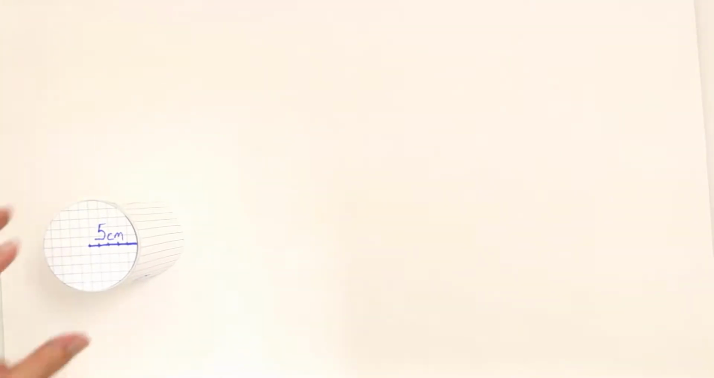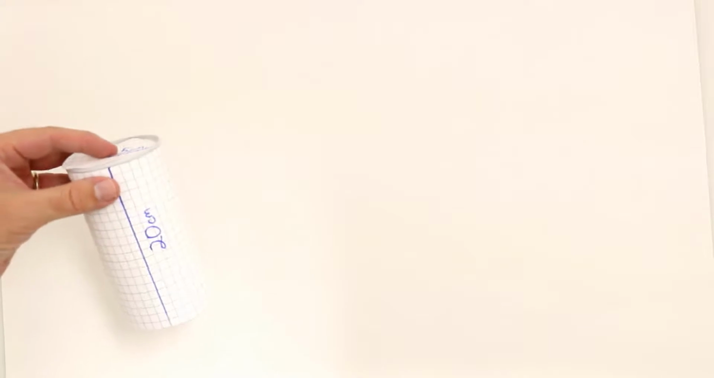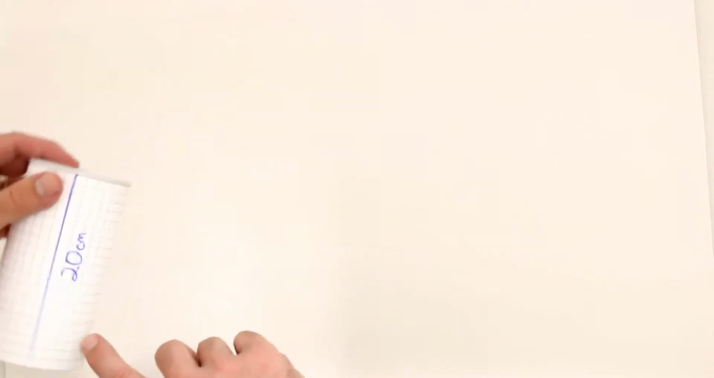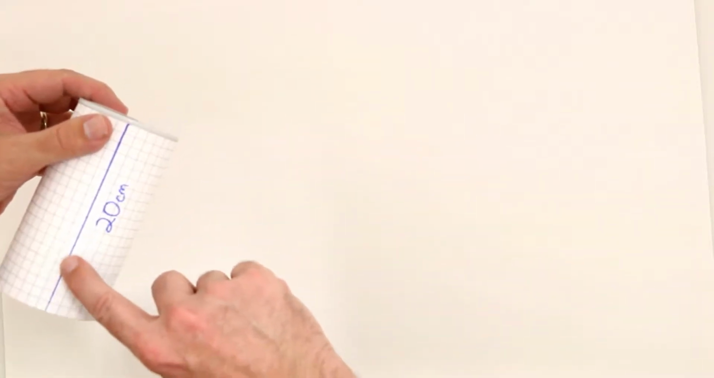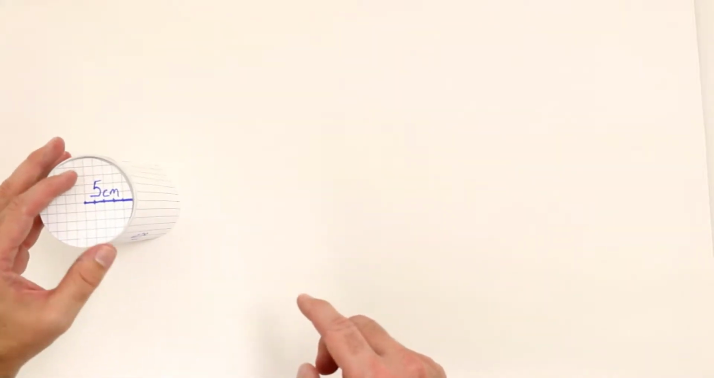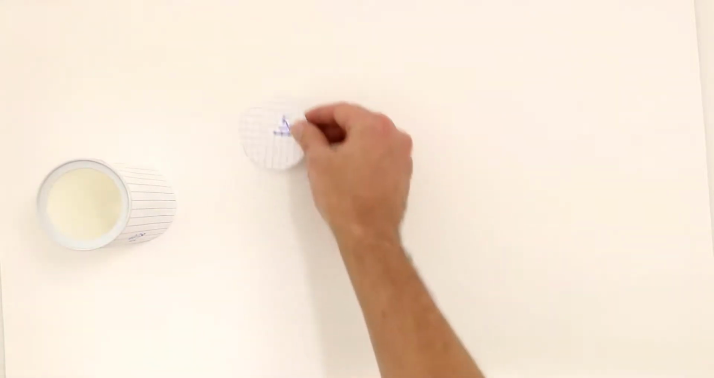So today I'm going to show you a real-world example of the surface area of a cylinder. We've got the radius on the top is 5 centimeters, and the height of the cylinder is going to be 20 centimeters. You can actually count each one of those little squares, how many there are. There's going to be 20 of them.